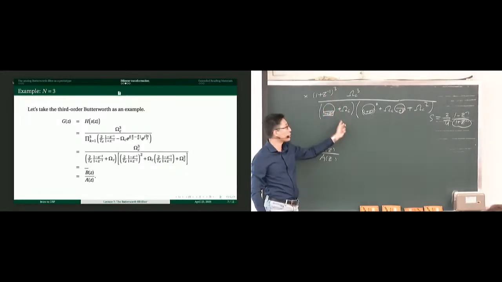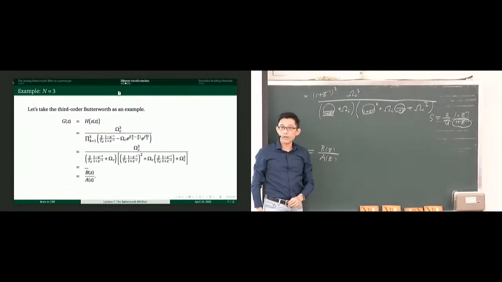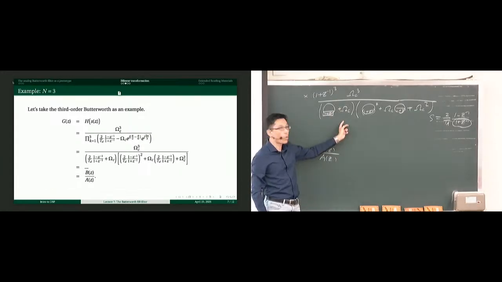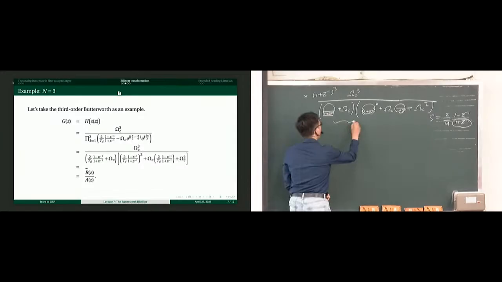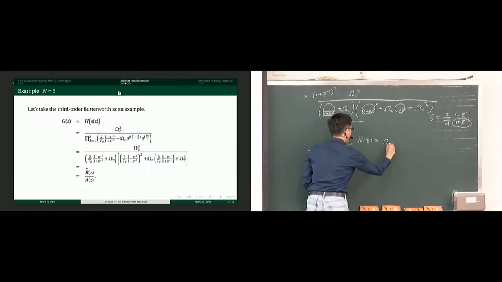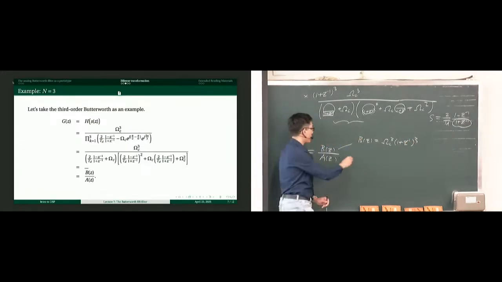Multiply top and bottom with 1 plus z inverse to the third power, so that now the top and bottom both become polynomials. Can we do that? So that the top and bottom will both become polynomials. After doing that, B of z seems to be just omega cutoff frequency third power times 1 plus z inverse to the third power. We get this, okay? But how about A of z?